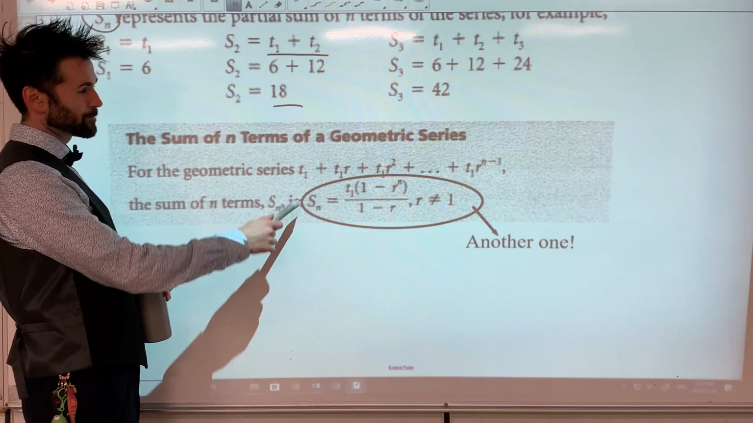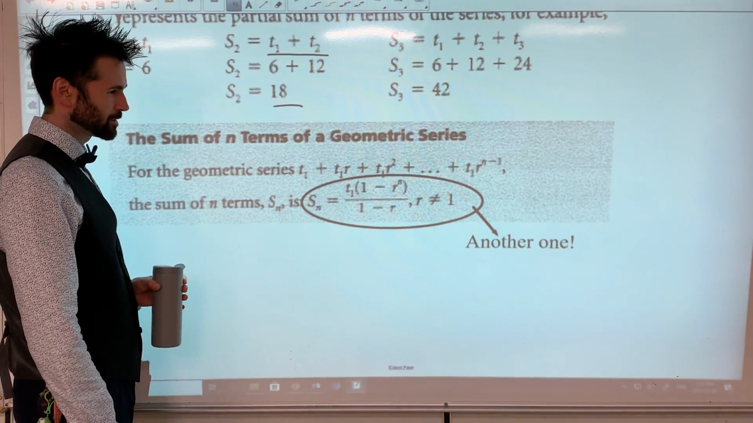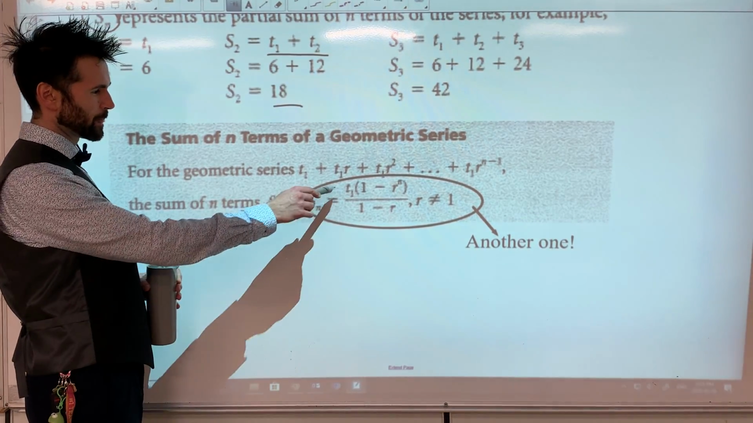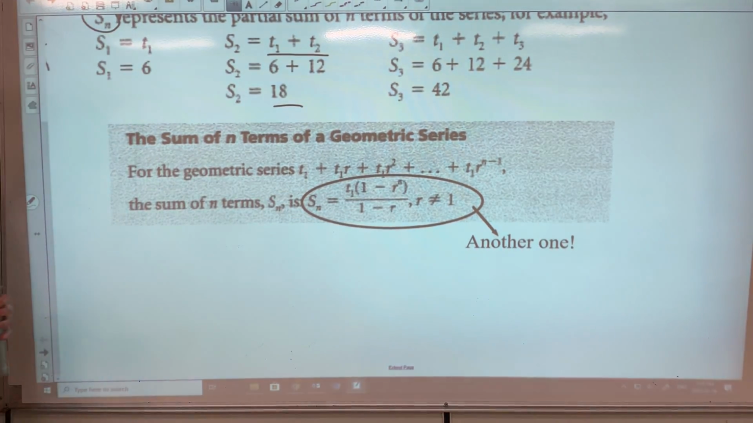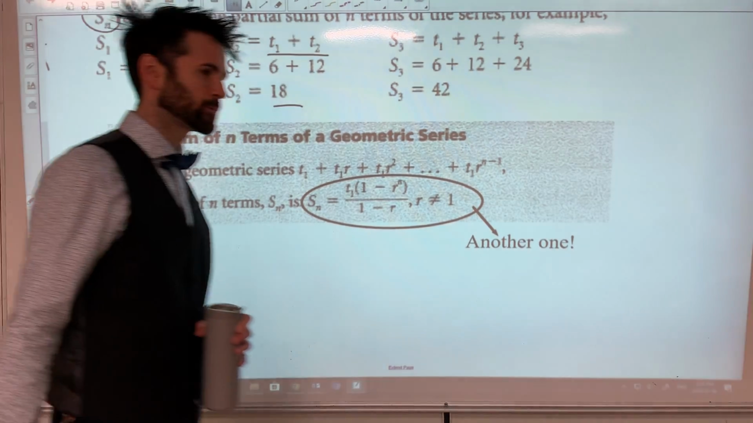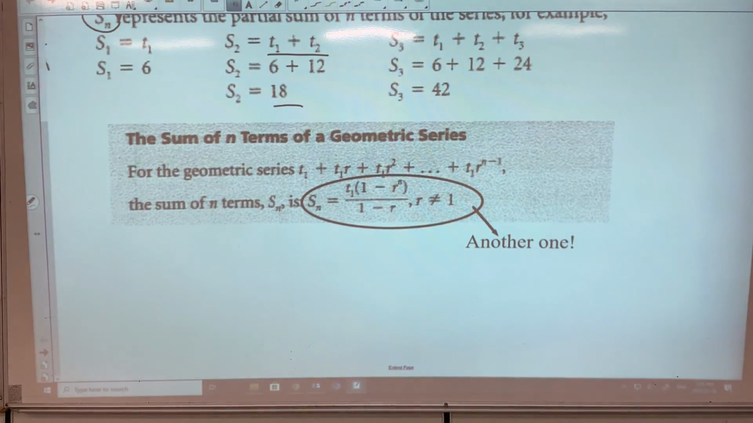Here is a formula for the sum. It's not obvious at all. Well, maybe it is, but who knows? So it's term 1 times 1 minus r to the n, divided by 1 minus r. That'll get you the sum. So it's on your formula sheet. See if you can locate it on your formula sheet.